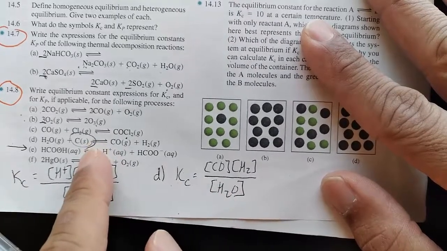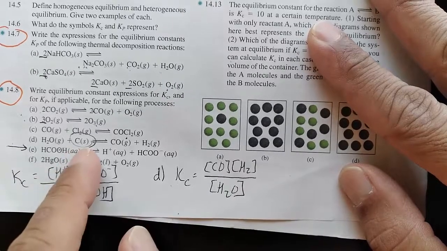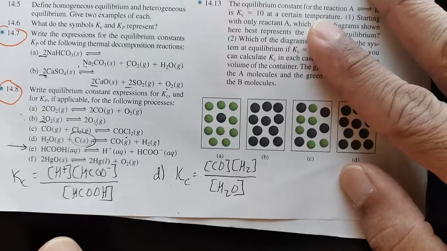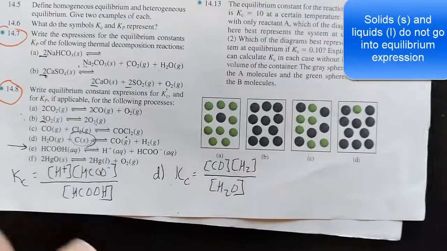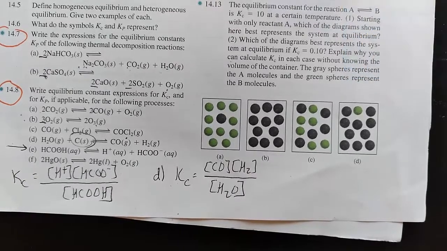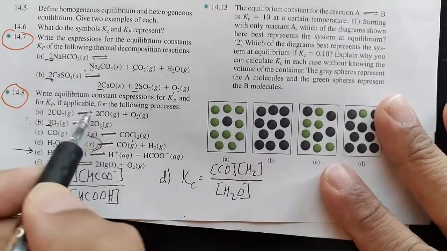Omit solids. Solids just do not go into an equilibrium expression. Solids have a density. They don't have a concentration. We also do not put liquids in there, because liquids are generally the solvents, and the reaction is happening in the liquid, in the solvent. The liquid is the medium in which the reaction proceeds, so we don't add it. Again, no liquids, no solids in our equilibrium expression.